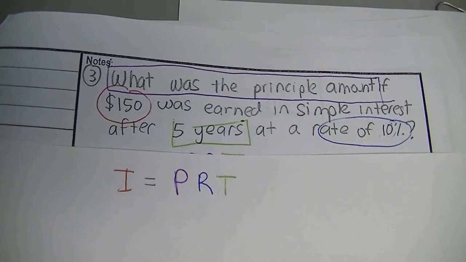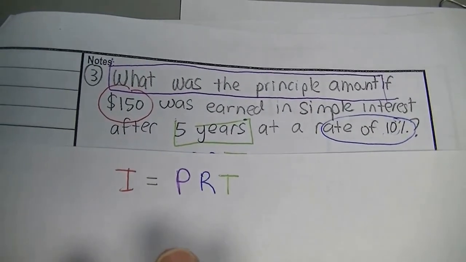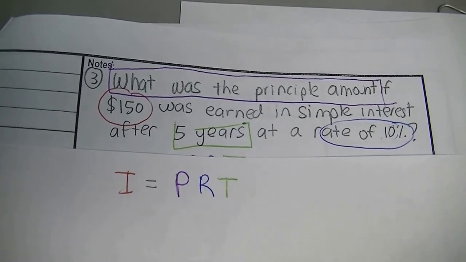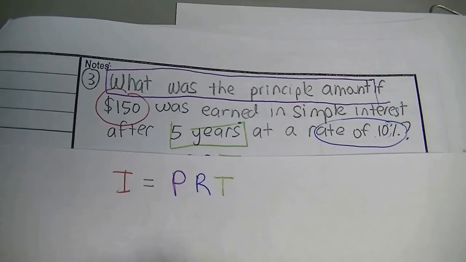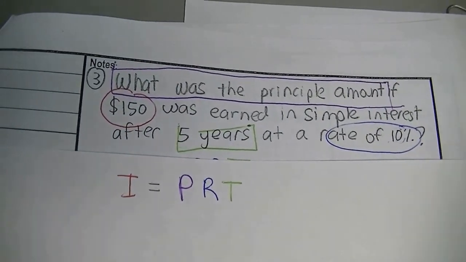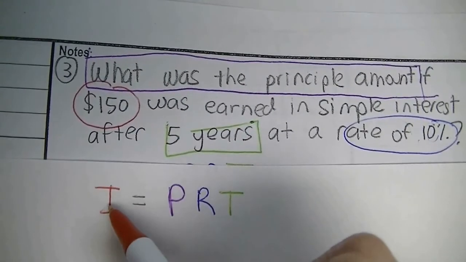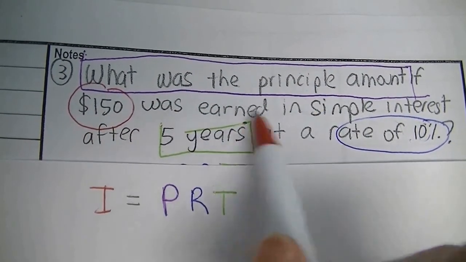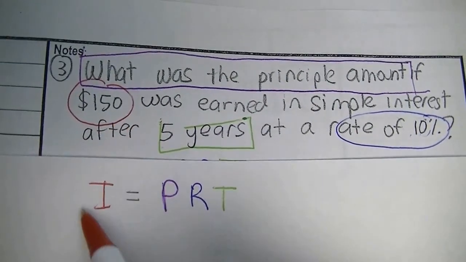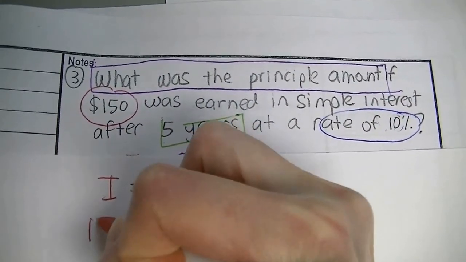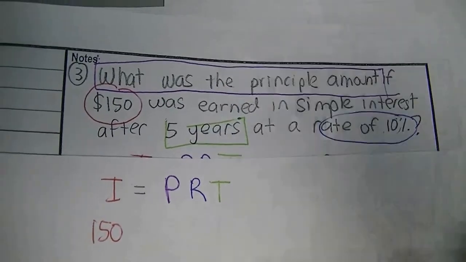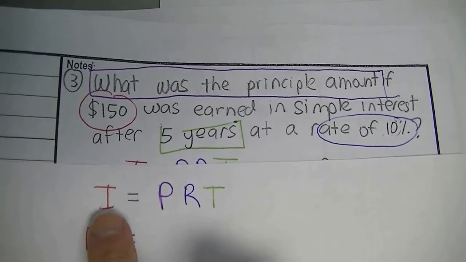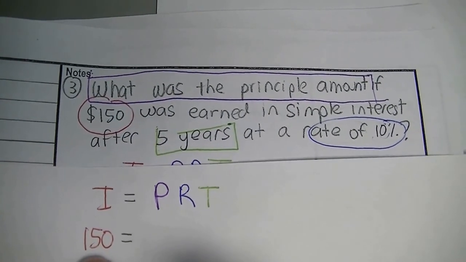Since we're going to be plugging values in right here, it would be a really good idea that whatever you're using to substitute, you write it underneath the variable it represents. So here's what I mean by that. Let's see. Do we have the simple interest already given? What was the principal amount if $150 was earned in simple interest? So that $150 is the simple interest. This is a little bit different than the previous problems, because in the previous problems we were looking for the simple interest, but in this one they already gave it to us.